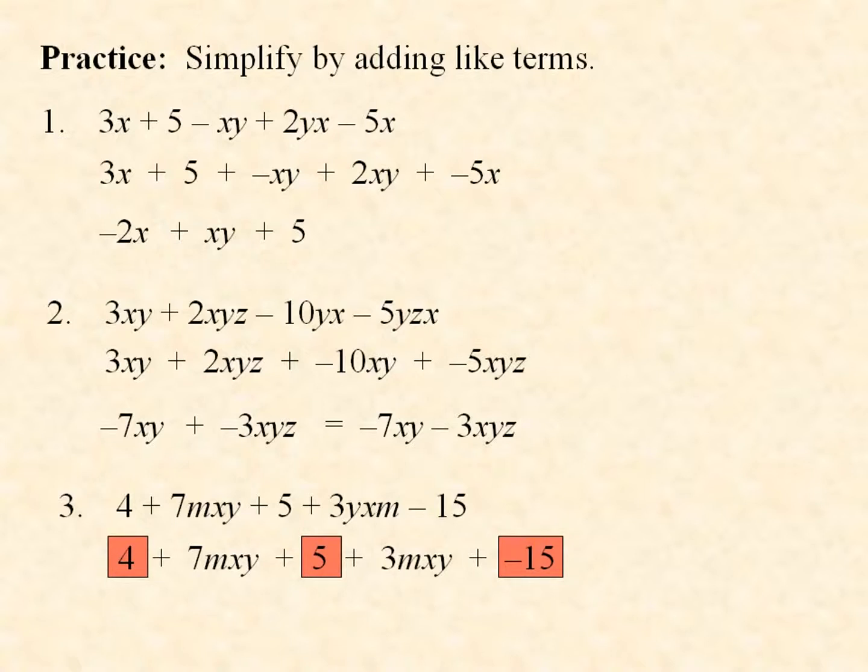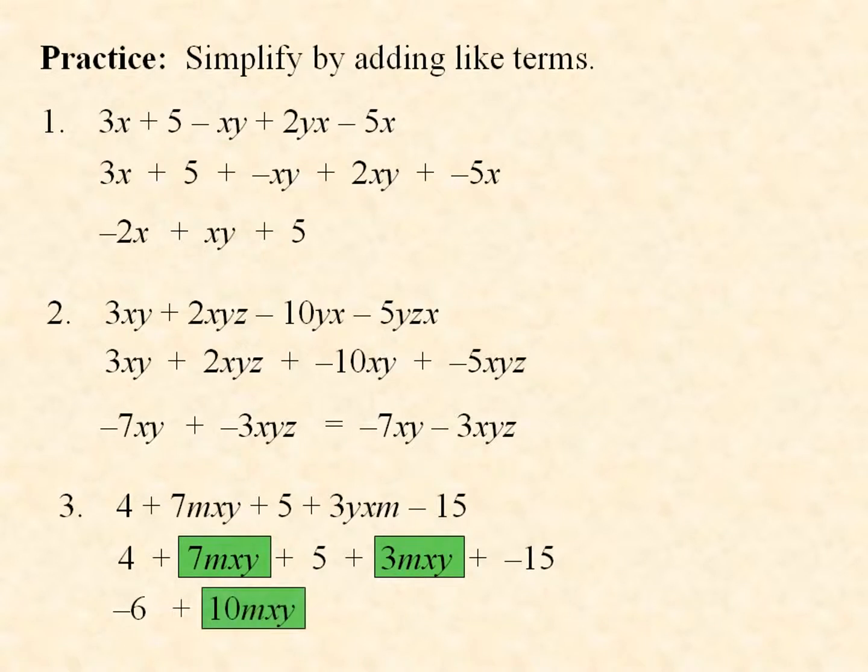The numerical terms, 4, 5, and negative 15 are like terms. They can be added. They add to negative 6. And then the other two terms, the 7mxy and the 3mxy, are like terms. They add to 10mxy. So there's our answer, negative 6 plus 10mxy.